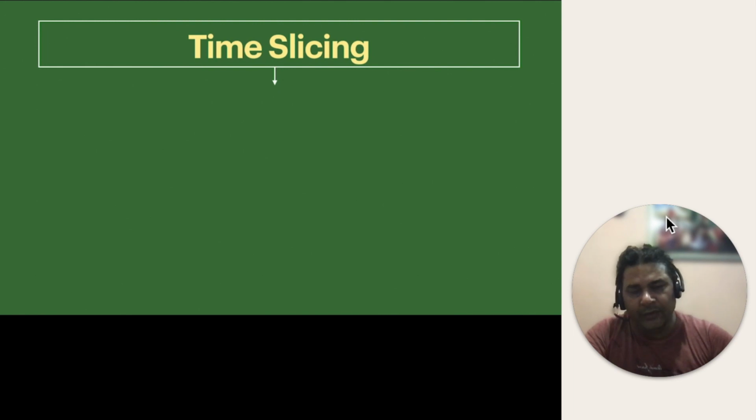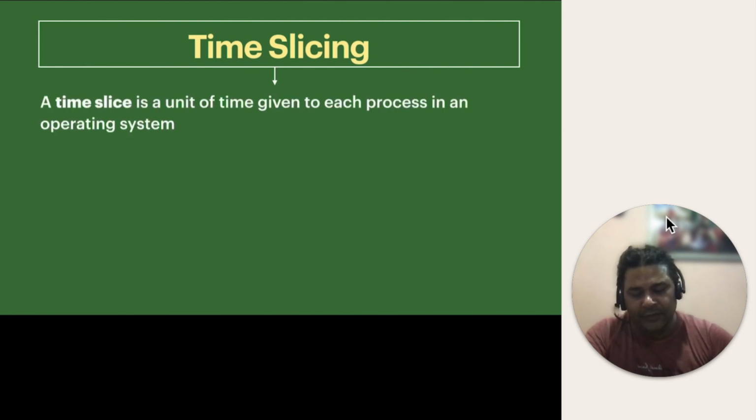So what is time slicing? Time slicing is a unit of time given to each process in an operating system. When any job is executing, the scheduler grants each process a time, and this is called time slicing.